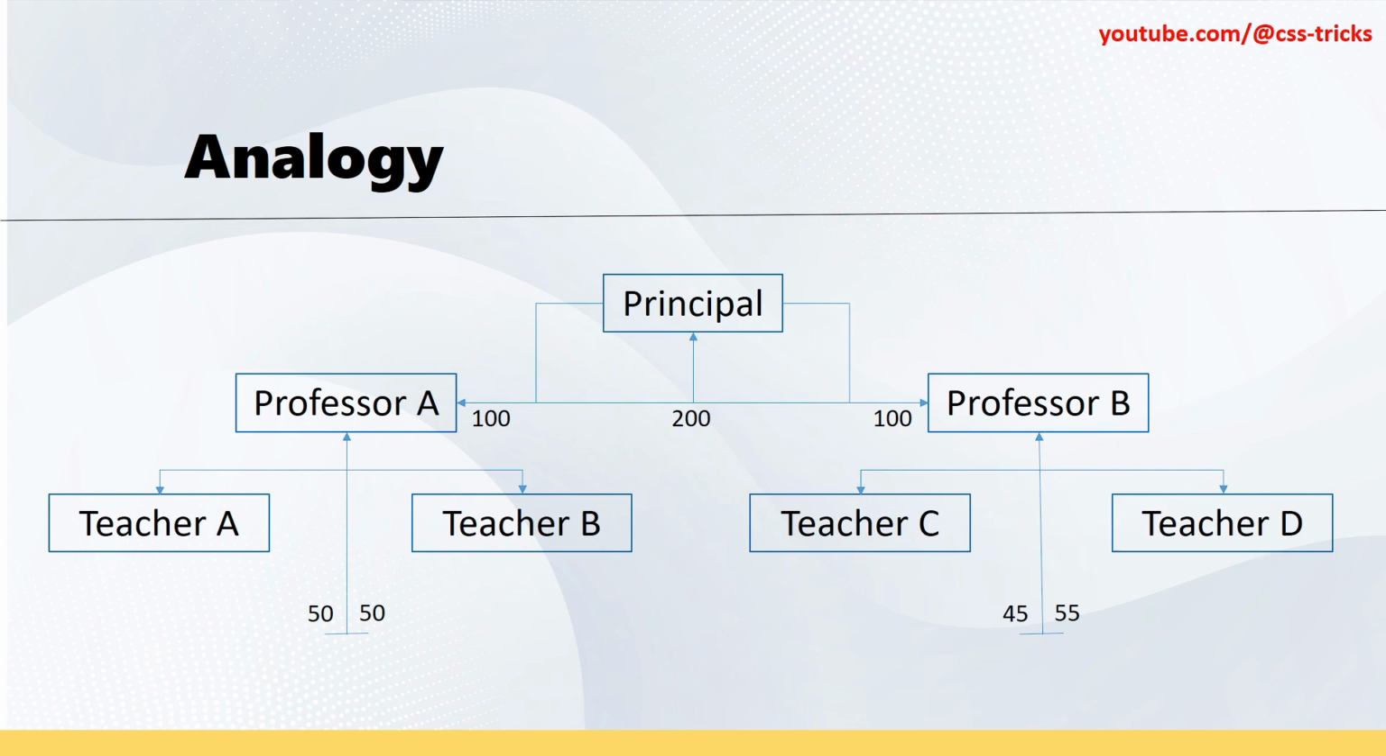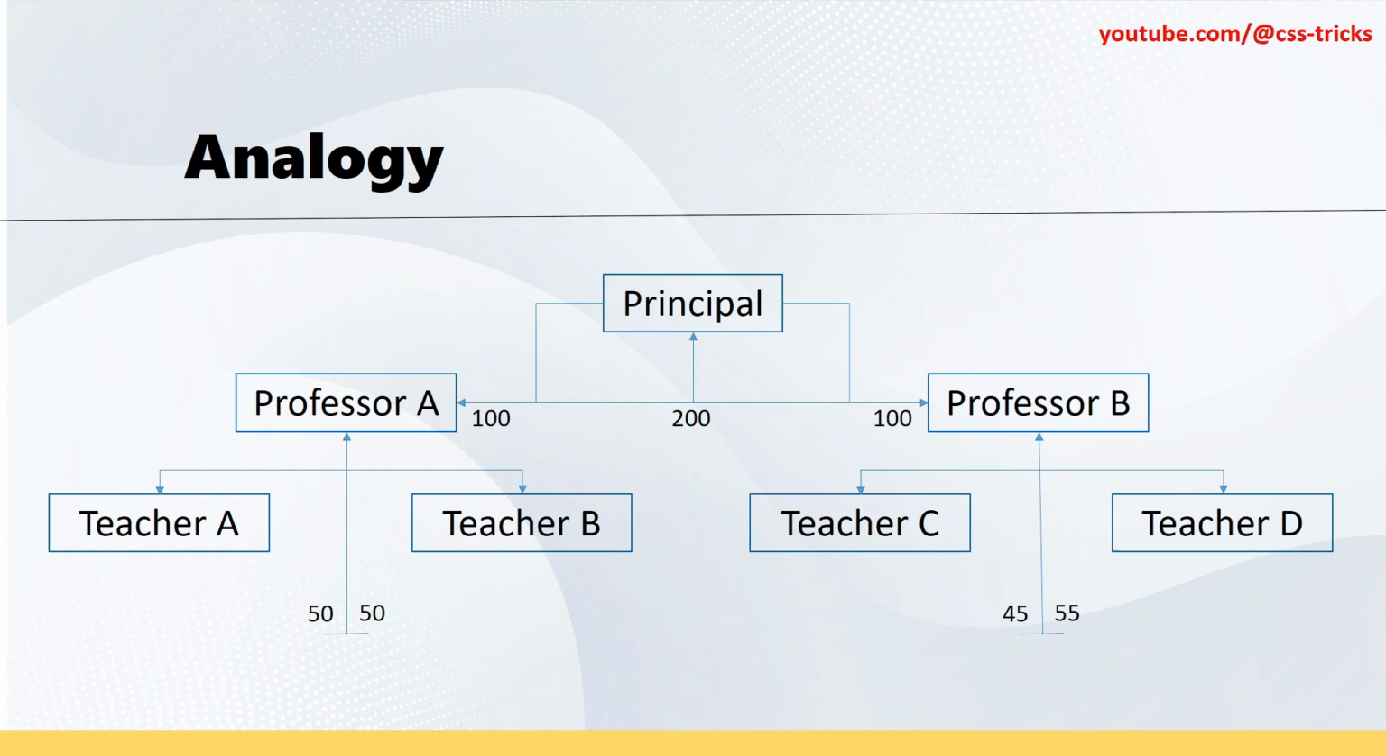When the two professors are asked the same question, Professor A replies the total number of students in science is equal to the total number of students under Teacher A plus Teacher B. Similarly, Professor B replies the total number of students in commerce is equal to the total number of students under Teacher C plus Teacher D. This is the lowest level to which the problem can be broken down.